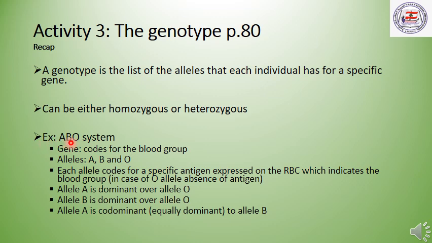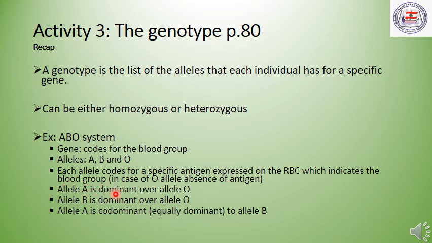An example of a gene is the ABO gene. The gene codes for the blood group. Alleles are A, B, and O alleles for the ABO system. Each allele codes for a specific antigen that is expressed on the red blood cells, and the expression of this antigen indicates the blood group of the individual, except in the case of O, which causes a lack of the expression of this antigen on the red blood cells.